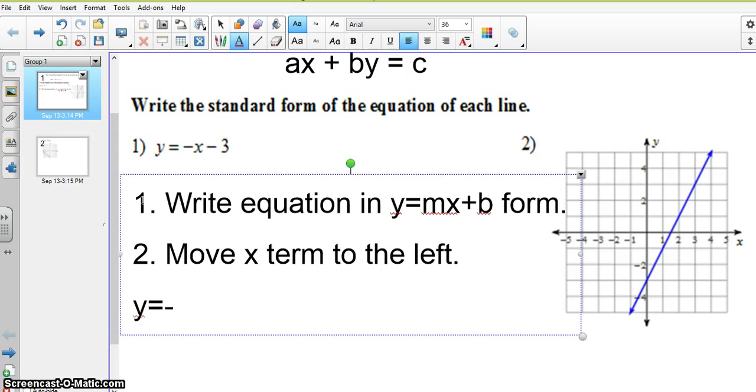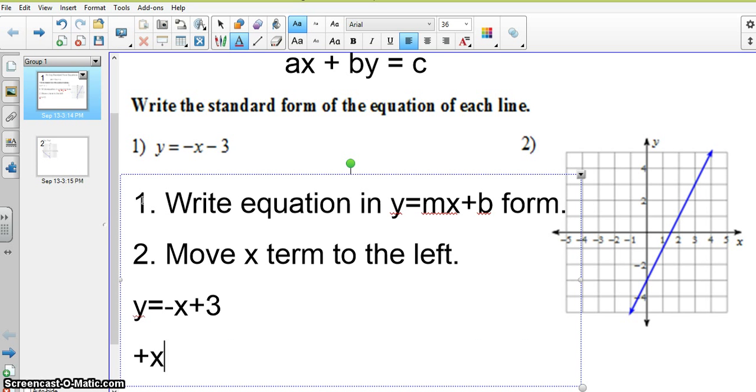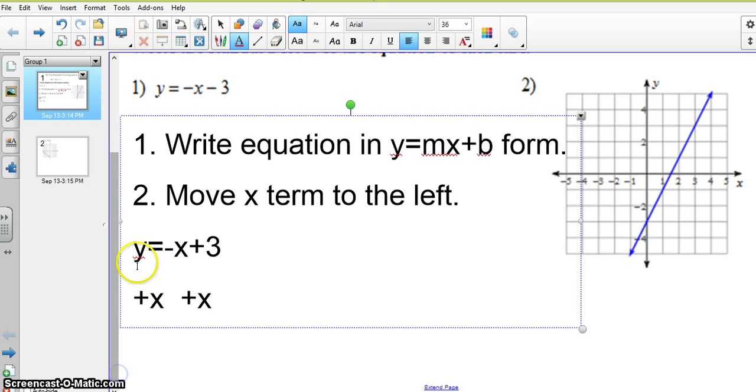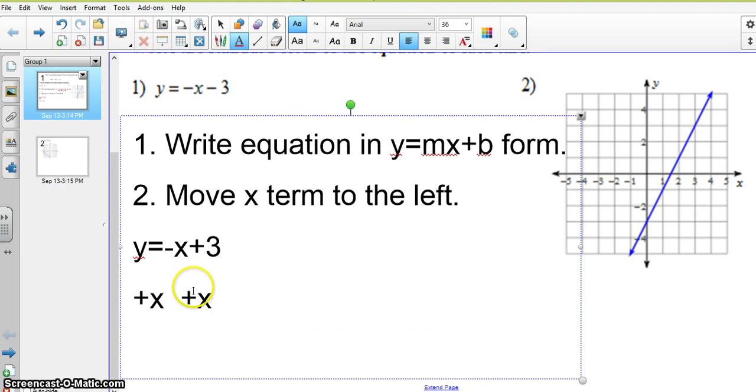So right now it's y equals negative x plus 3. If we want to move the x term to the left, all we'll do is add x to both sides, because that'll cancel it out on the right side, and we'll have x plus y equals 3. And that is standard form.